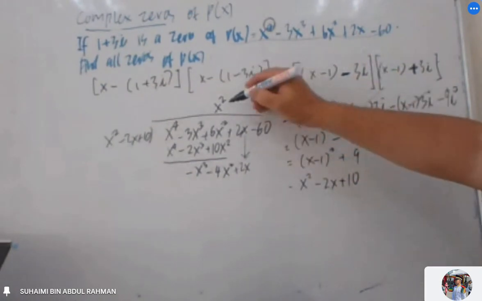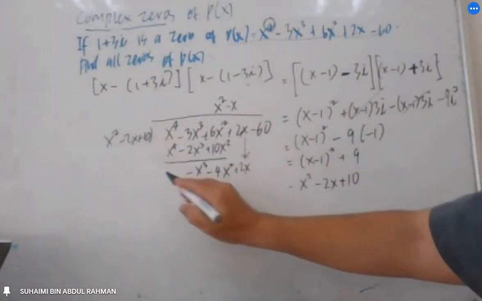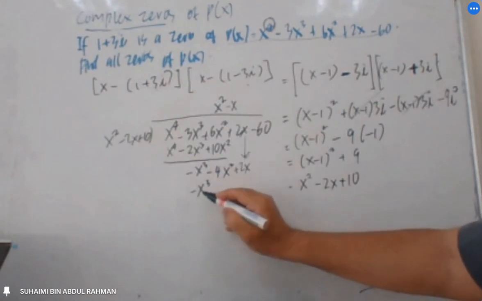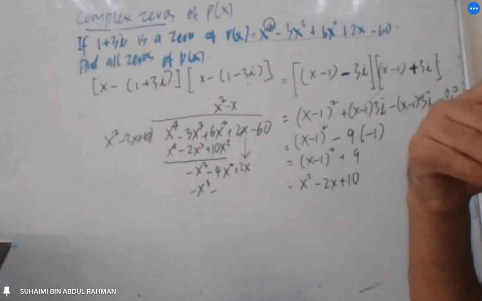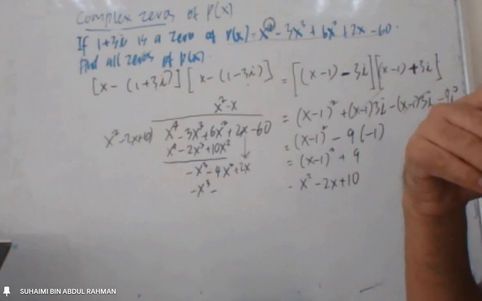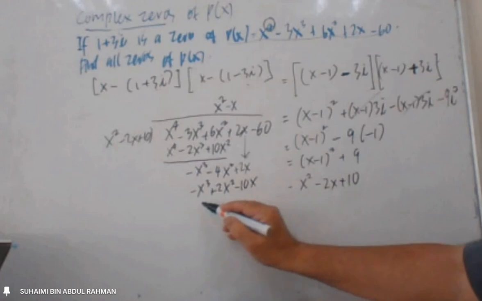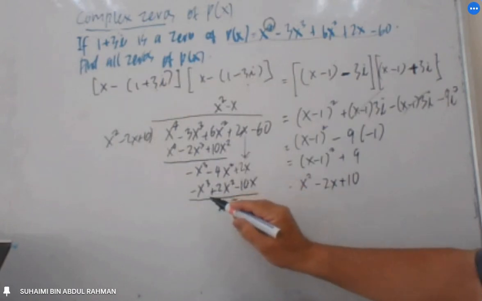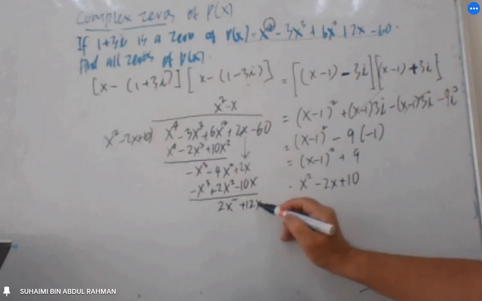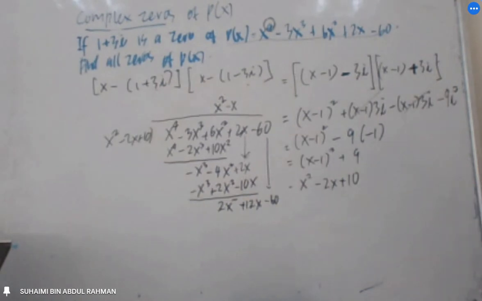Minus x power of 3. When you multiply, it will be positive 2x power of 2, minus 10x. So 2x plus 2x, bring minus 60.